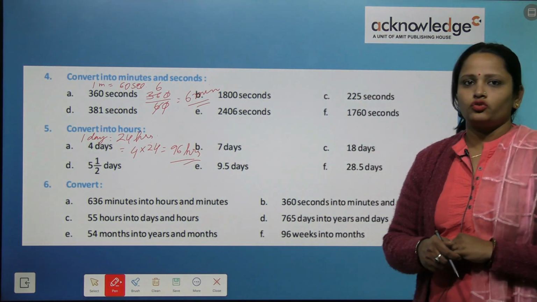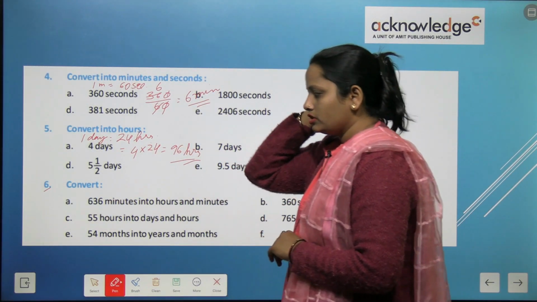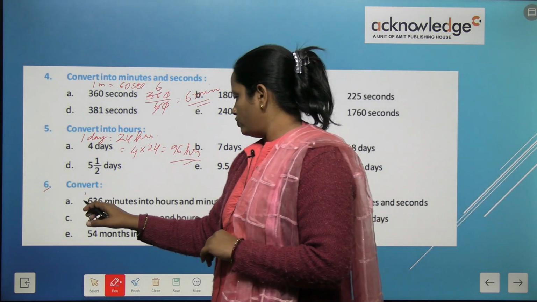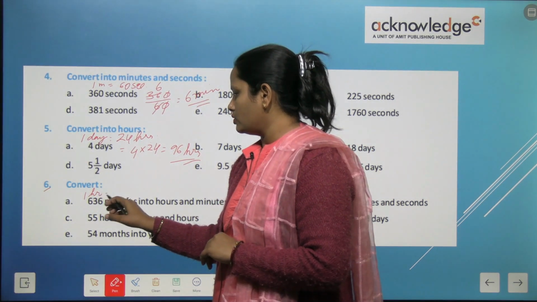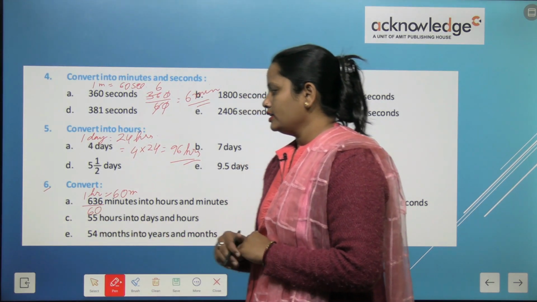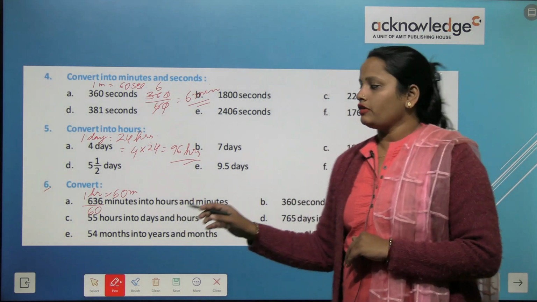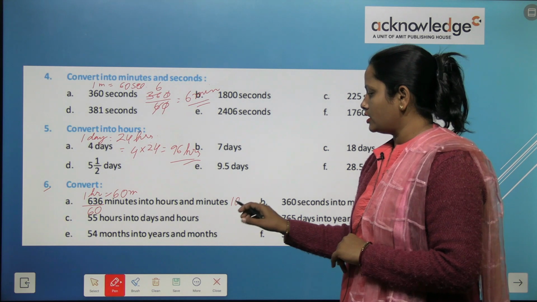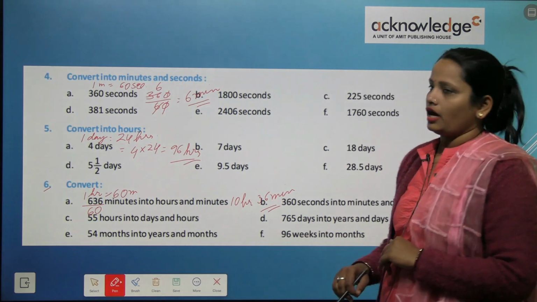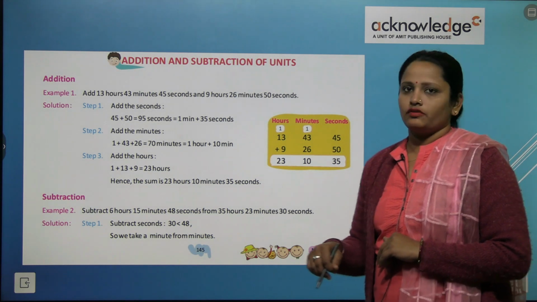So similarly, children, you have to do the rest of the questions that are given here. Now question number 6 is to convert this many minutes into hours and minutes. So again, 1 hour is equal to 60 minutes. So what we have to do is divide this by 60. On dividing, we will get the desired answer. So children, when we divide this, we get the answer 10 hours and 36 minutes. I hope this is clear. Similarly, you have to do the rest of the questions that are given here.